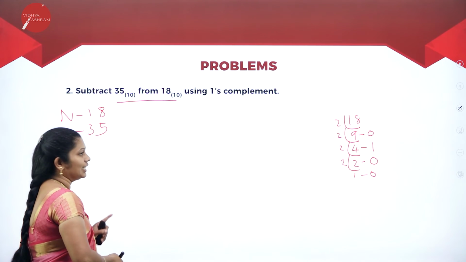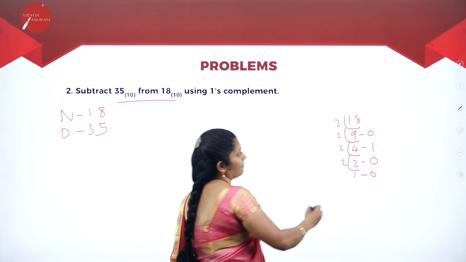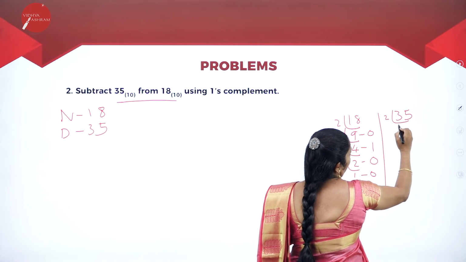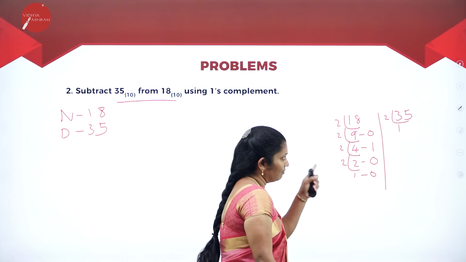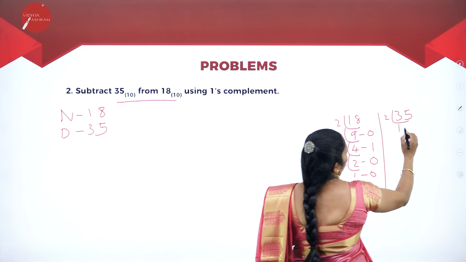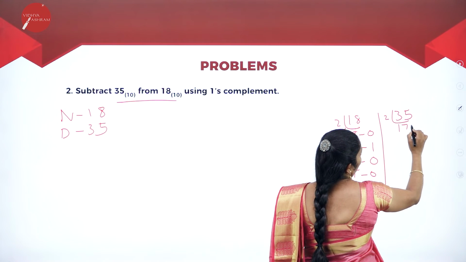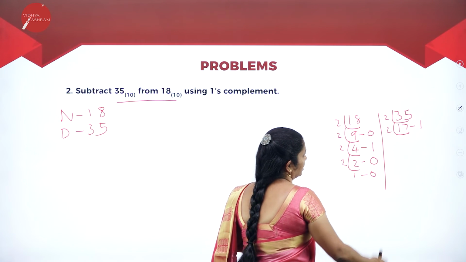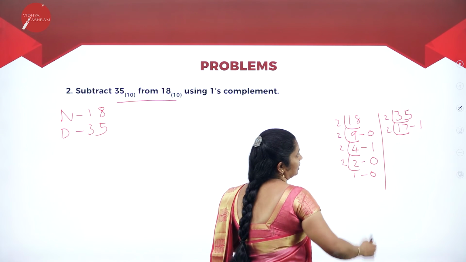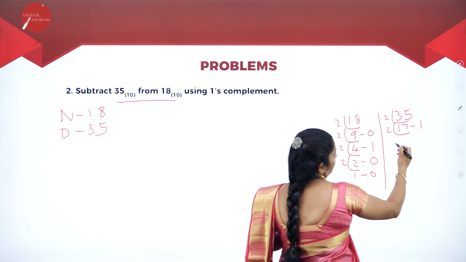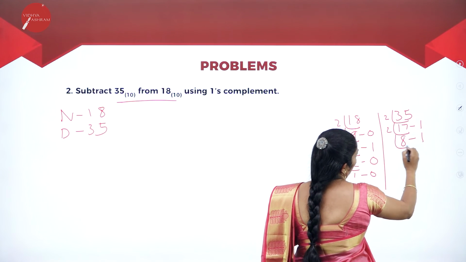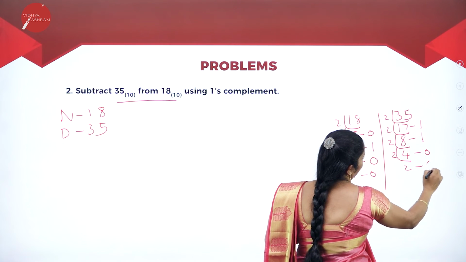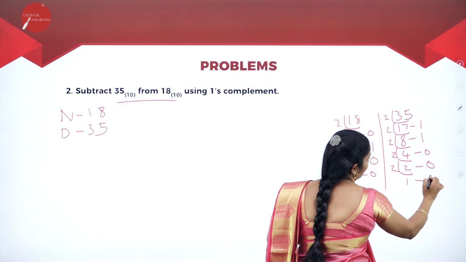In the same way, next find the binary value for 35. For 35 also find the binary value. 2 17s are 34, remainder 1. Then 2 8s are 16, remainder is 1. 2 4s are 8, remainder is 0. 2 2s are 4, remainder is 0. 2 1s are 2, remainder is 0 here.